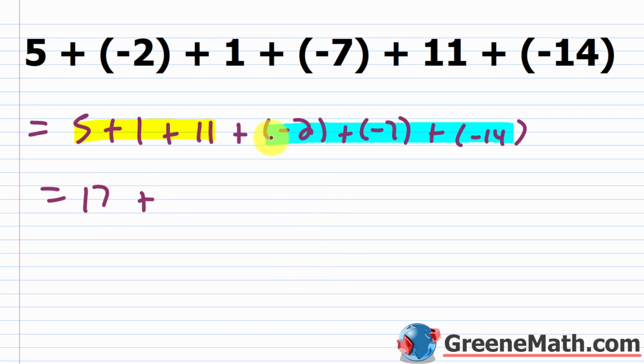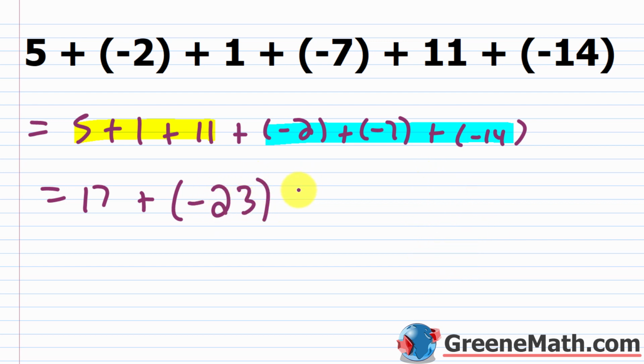Now you have negative 2 plus negative 7 plus negative 14. So I know that's negative. And then just add 2 plus 7, that's 9. And then 9 plus 14. A lot of you know that that's going to be 23, but 4 plus 9 is 13. So put the 3 down, carry the 1. 1 plus 1 is going to be 2. So this would be negative 23 here.